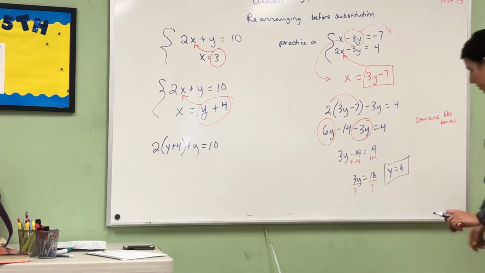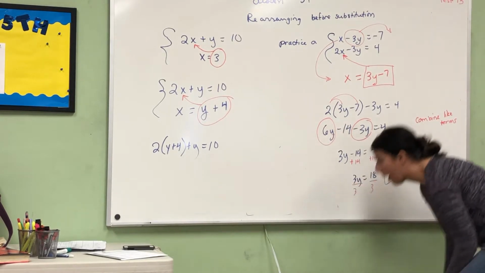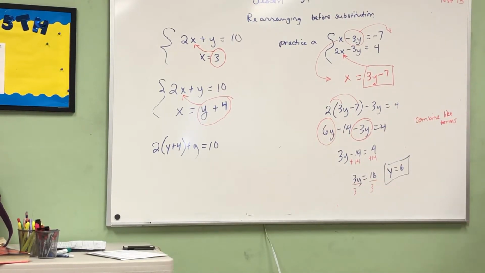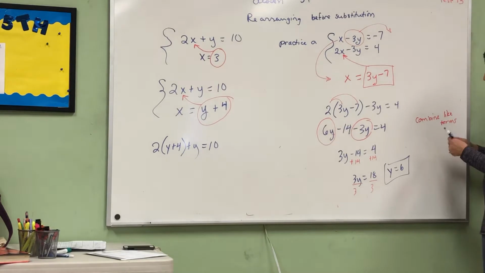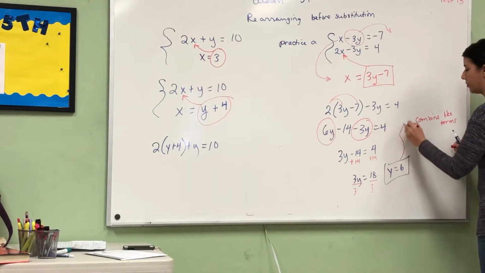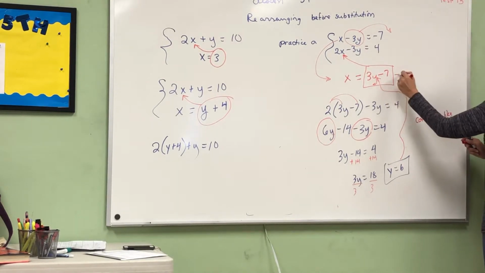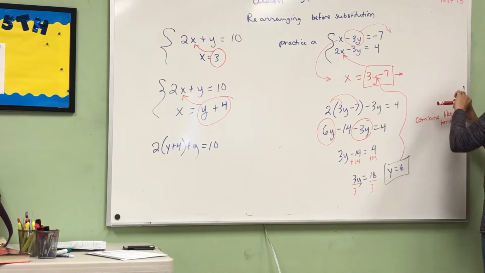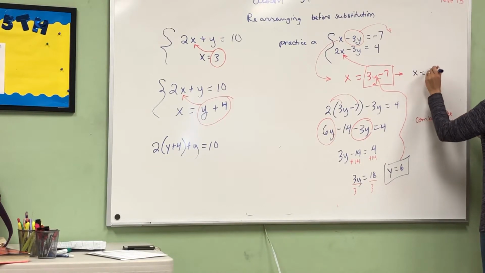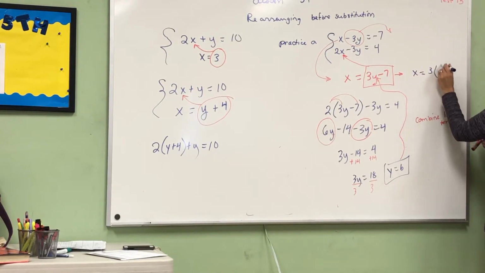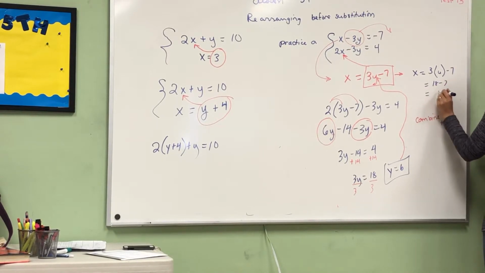Am I done? No, we've got to go back and do the whole thing again. Well, not the whole thing. We found y, and now we have to find x. It's only fair. And what does x equal? 3y minus 7. So we plug in the 6 for that y. x equals 3 times 6 minus 7. 18 minus 7, which equals 11.